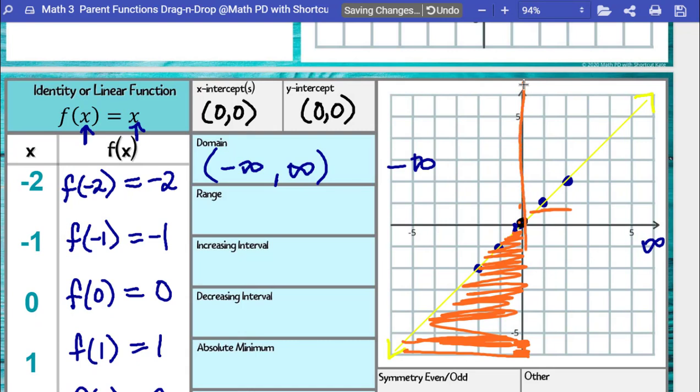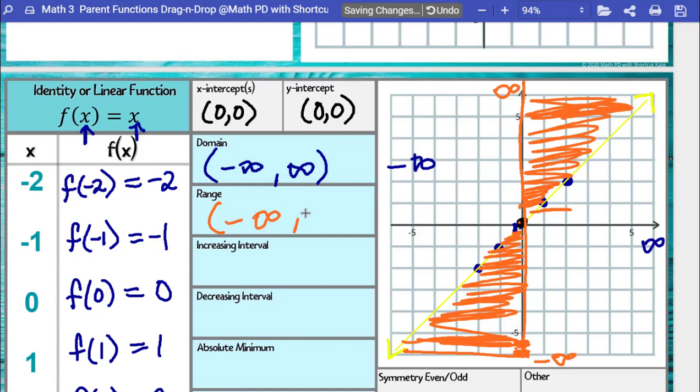And if you're not sure, just make yourself a quick sketch. There's nothing wrong with taking those extra couple minutes. Okay, so what we have here is an arrow. So this is -infinity, and we're going up to +infinity. So that range is the same as the domain, but for a different reason, because we are looking at the y values.